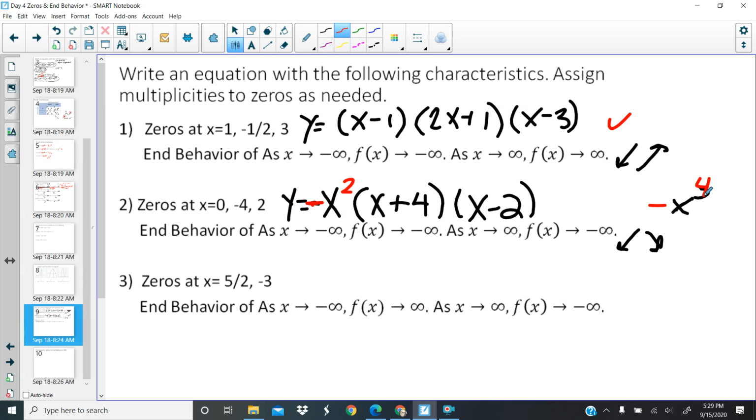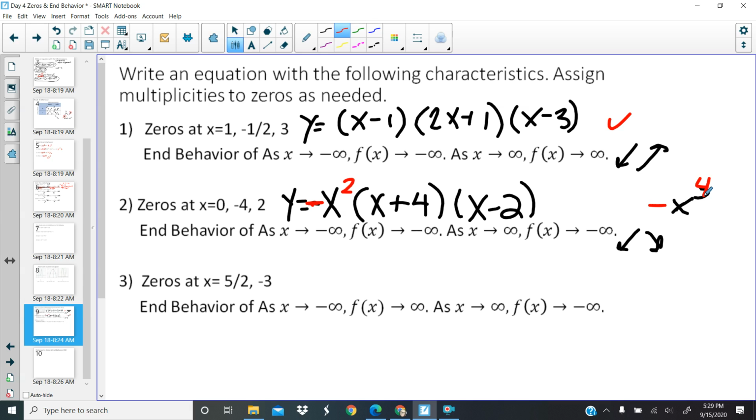So that's what it means whenever it says to assign multiplicities as needed, is you just need to throw an extra exponent in there somewhere, essentially. And if you are able to do that, it doesn't matter which of the factors you put it on, but just make sure that if you were to multiply it all back out, that you get a leading term that would have the correct end behavior.